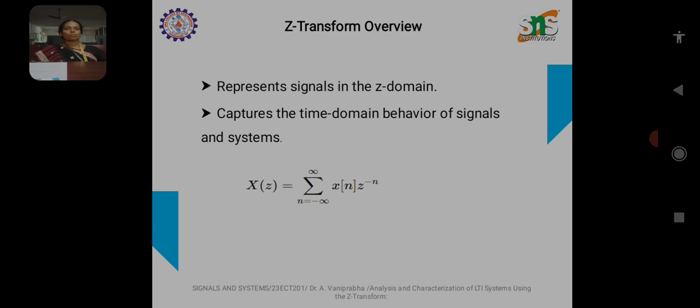So Z transform overview. Z transform represents the signals in the Z domain, and also it captures the time domain behavior of signals and systems. X of Z is equal to summation n is equal to minus infinity to plus infinity x of n Z to the power minus n. This is the mathematical formula to find the Z transform of any kind of signal.